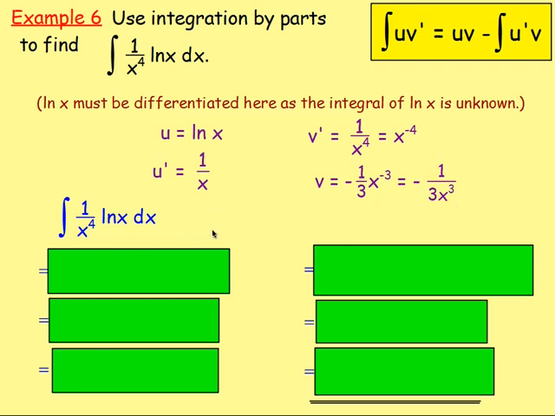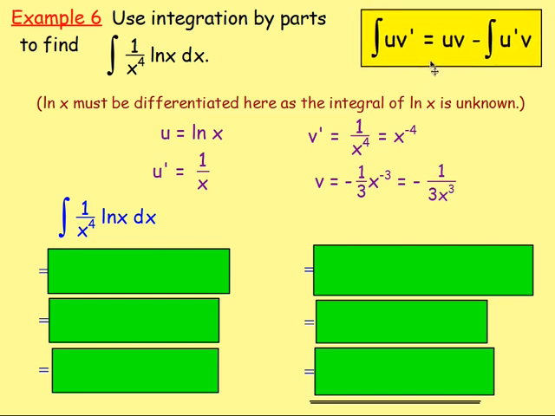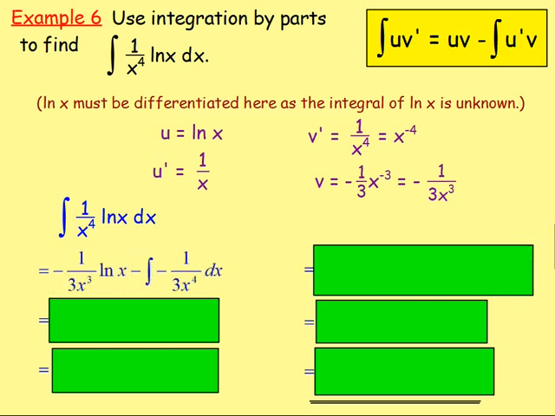To integrate, you apply uv minus the integral of u dash v. Remember, the only place there's a dash is just after the integral sign with u dash. So you've got u times v. So you've got this negative 1 over 3x cubed times ln x. You are taking away the integral of u dash times v.